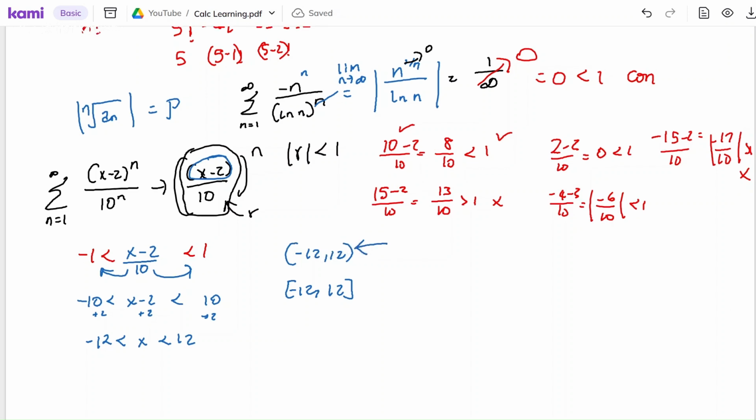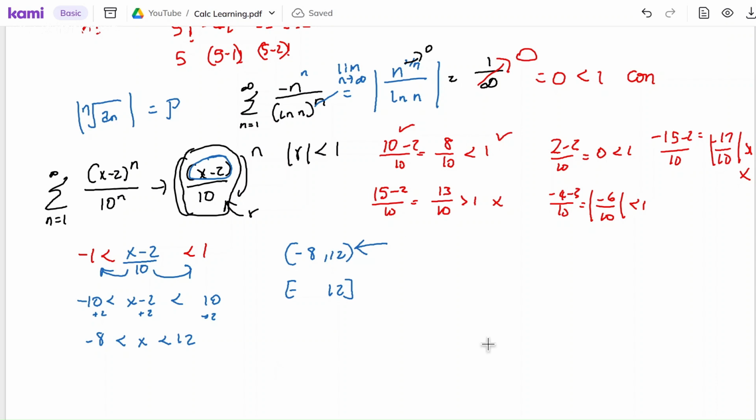Oh, and I messed this up. This isn't negative 12. It's negative 8, because negative 10 plus 2 is negative 8, not negative 12. It still stands though. This is still the answer, because negative 8 gives you 1, and that doesn't work. So it's not including 8, but it's the interval between negative 8 and 12.